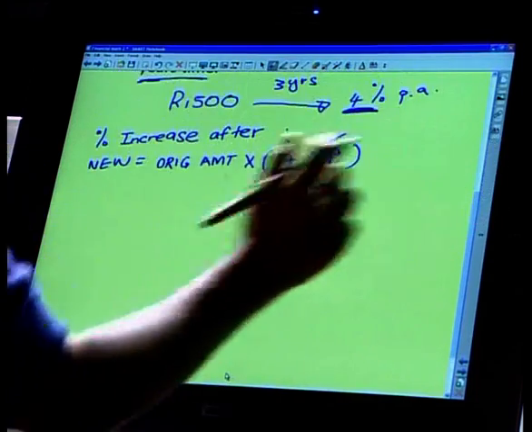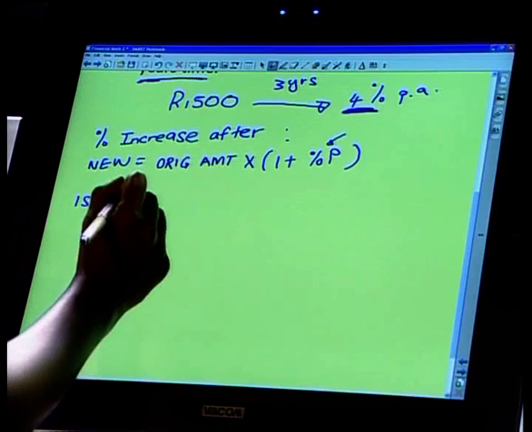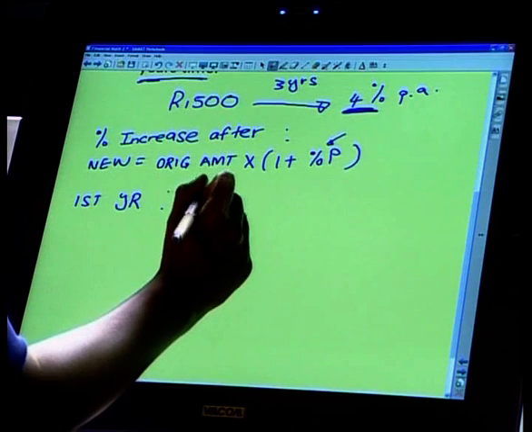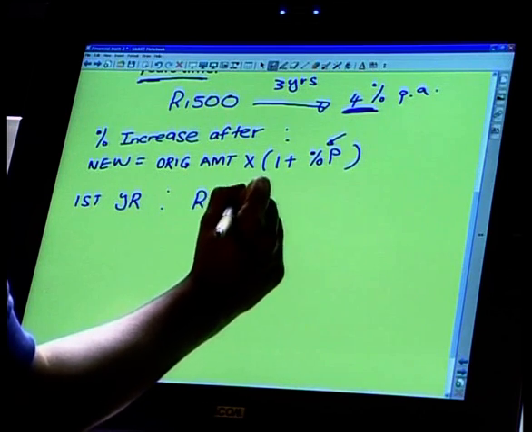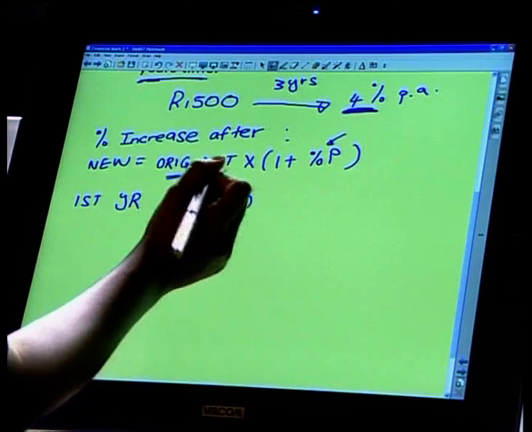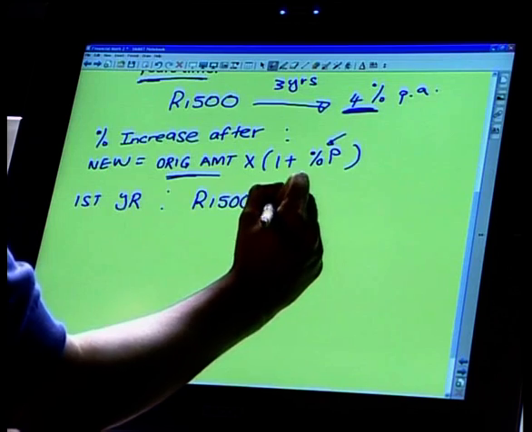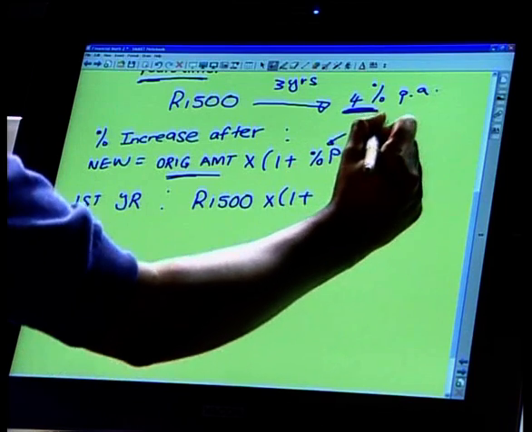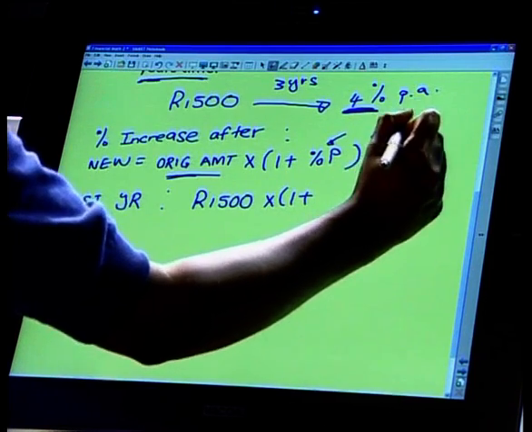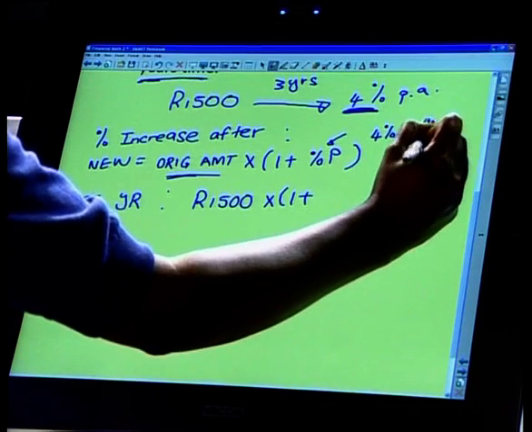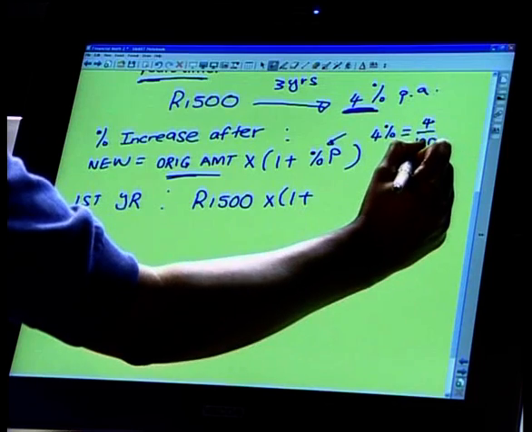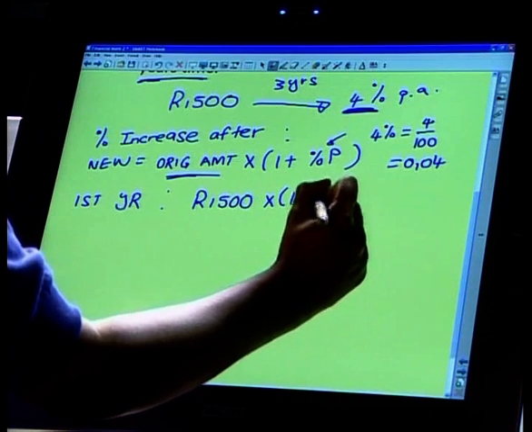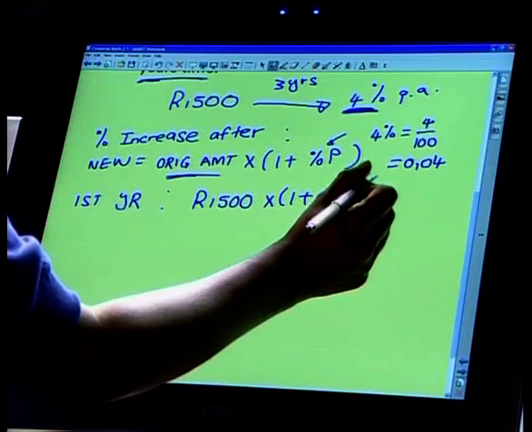All right, so in the first year, we want to find out, in a year's time, what will the groceries be worth? So we take the 1,500, which is the original amount. I then multiply that by 1 plus my percentage increase, 4% per annum. 4% is the same as 4 over 100, which we can write in decimal form as 0,04. So therefore this will be 1 plus 0,04.